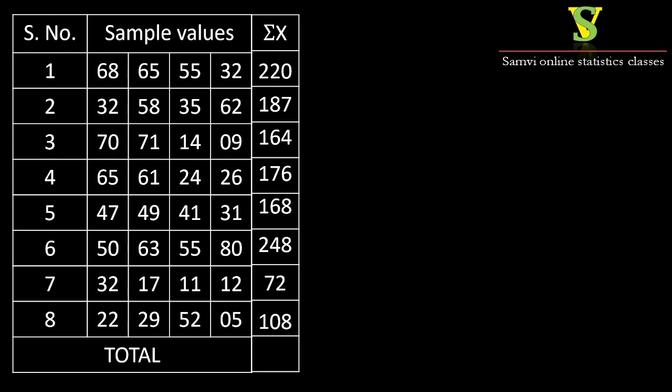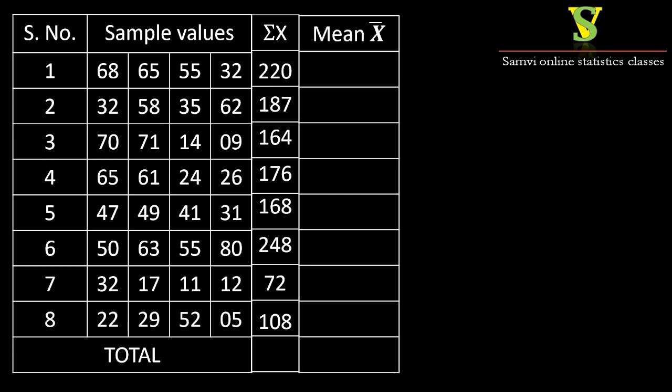So once you calculate the totals, the next step is finding the mean X bar. X bar is calculated using the formula summation of X divided by N. Here the summation of X in the first row is 220. N is the number of values, so the total number of values in the first row is 4. So 220 divided by 4 gives 55.